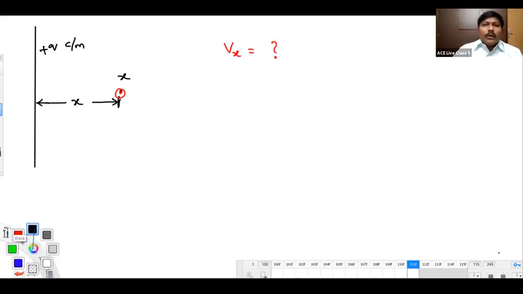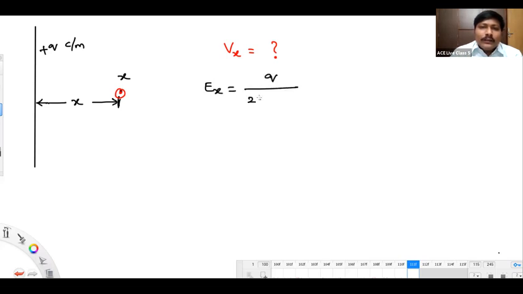Listen to me, please. Already we know the expression for the field intensity at the point x. Let me write. The electric field intensity at the point x will be Q by 2 pi epsilon x.